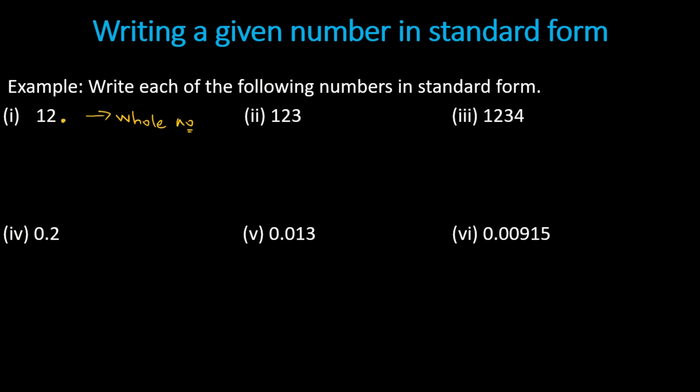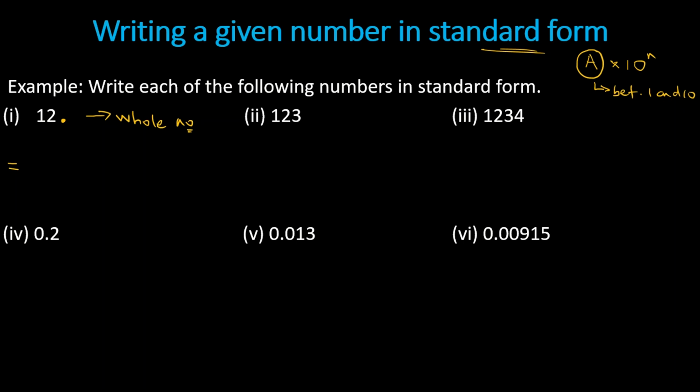Right? Now, how can we write 12 in terms of standard form? What is the definition of standard form? The definition of standard form is the number has to be in the form a times 10 to the power of n, where a is a number between 1 and 10. So we have to convert this number 12 in terms of a number found between 1 and 10.